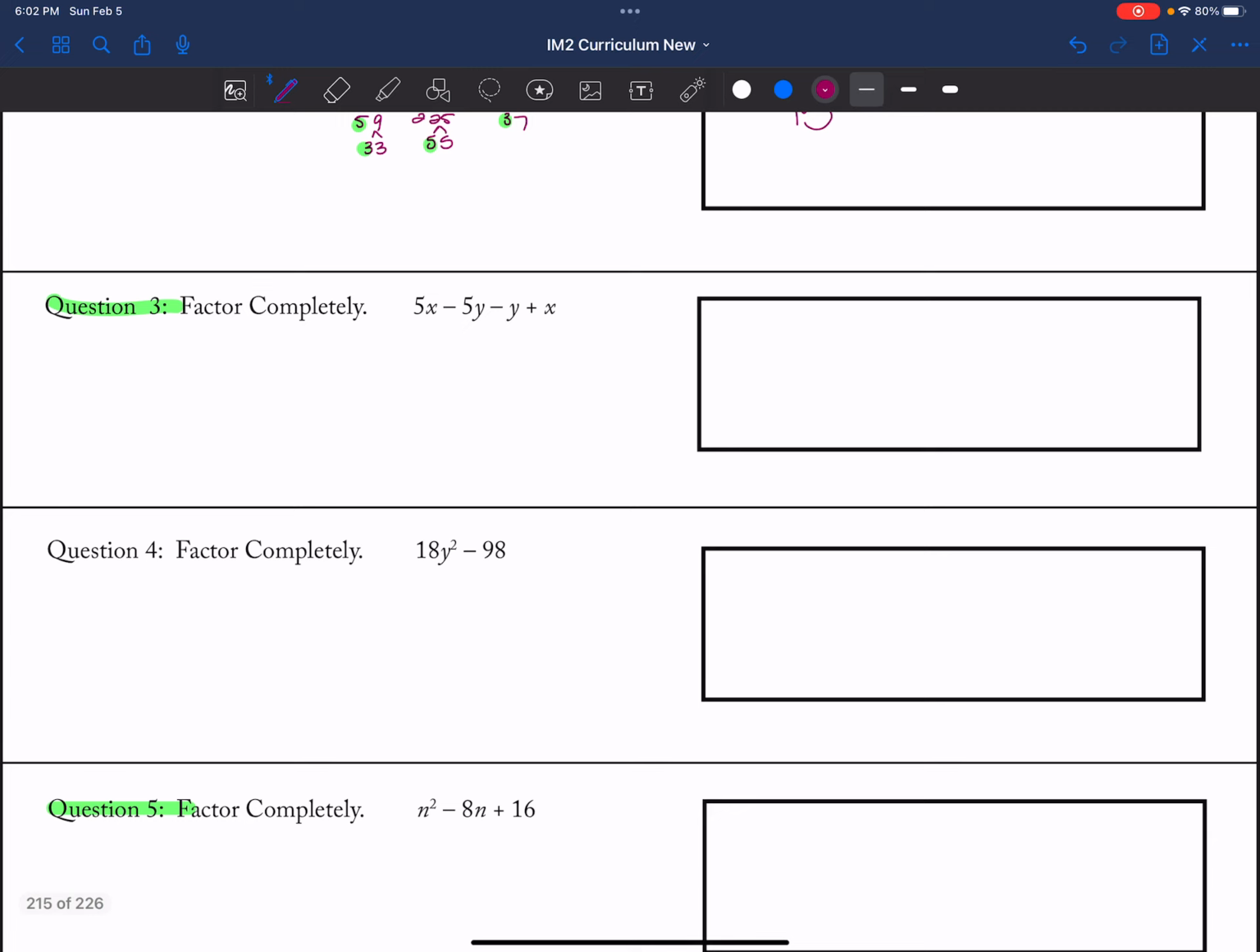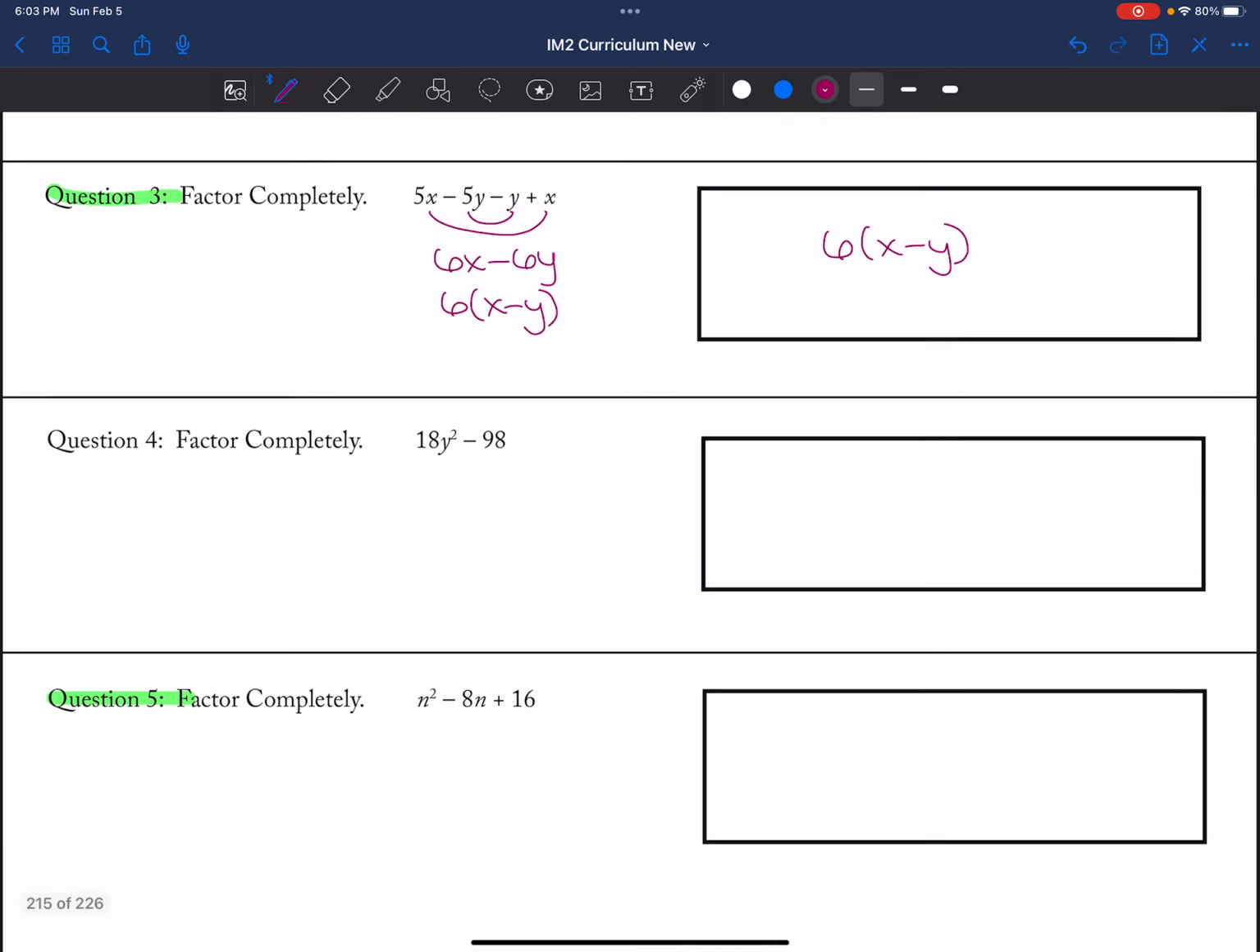And then here I can combine some like terms. And so I'm left with a 6x and a minus 6y. So I have 6(x minus y). So I actually didn't need to do any factor by grouping. So 6(x minus y).